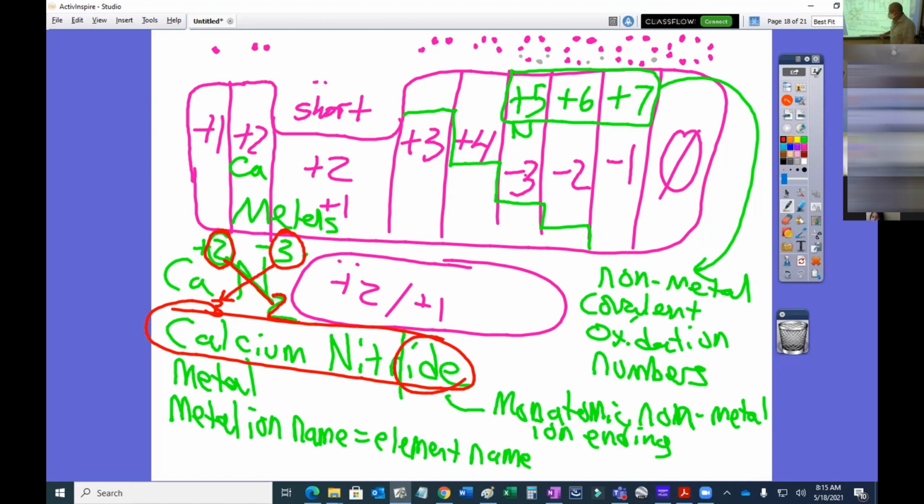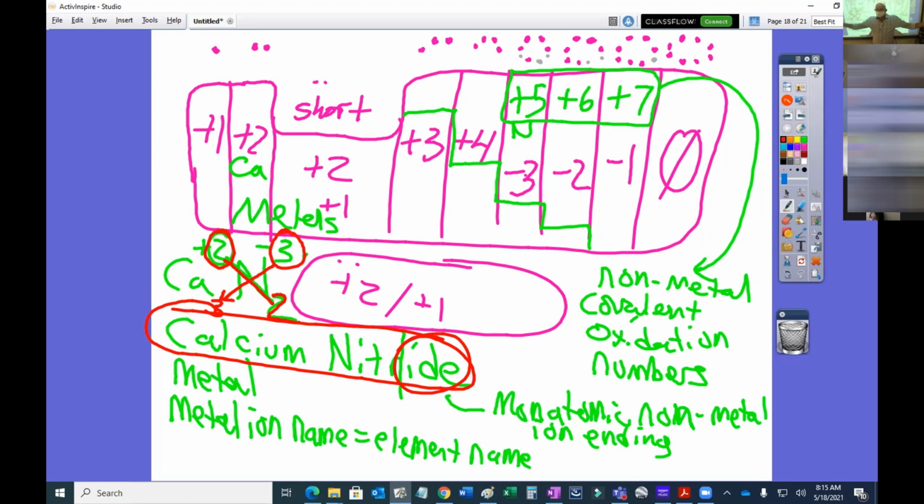We know it's single because it ends with IDE. And we know what the charges are from the positions on the periodic table that you're supposed to memorize. It's very simple: 1, 2, 3, 4, -3, -2, -1, 0. You check to see if the charges are the same size. If they are, you click them together and it's done. I'll show you that in just a second.